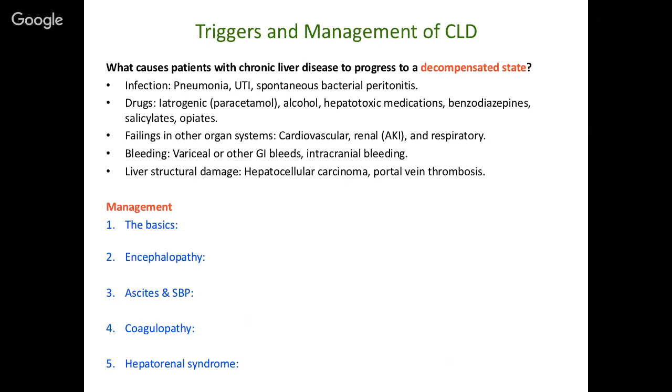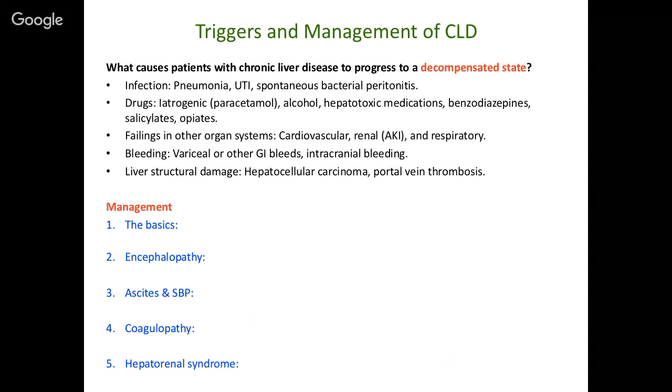You can get something called SBP. Does anyone know what SBP stands for? Spontaneous bacterial peritonitis. That's when you get infection on top of your ascites. So that's important. If that happens, you need to do an ascitic tap to analyze that fluid, to check for glucose, cytology, if there's hepatocellular carcinoma, and a few other things as well. And then you might consider giving them an albumin IV infusion.